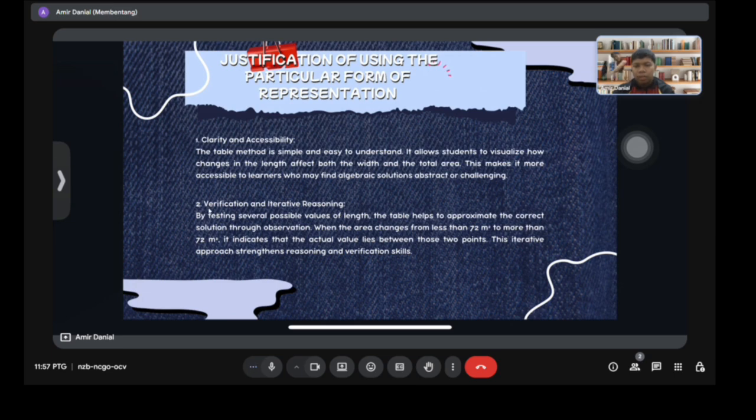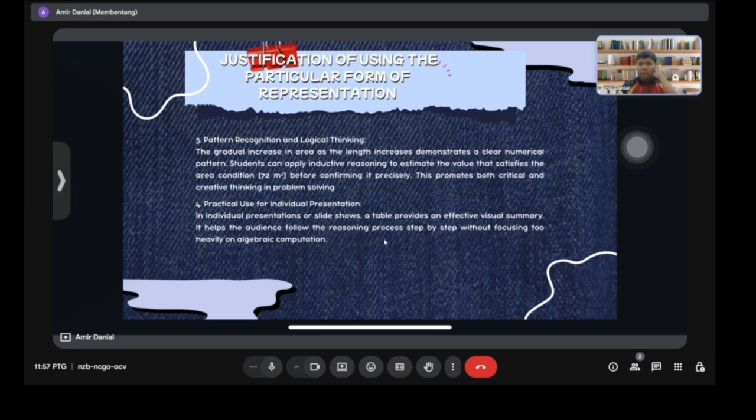The second one is verification and iterative reasoning. By testing several possible values of length, the table helps to approximate the correct solution through observation. When the area changes from less than 72 square meters to more than 72 square meters, it indicates that the actual value lies between those 2 points. This iterative approach strengthens reasoning and verification skills.